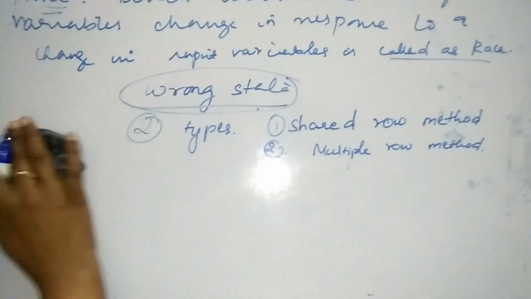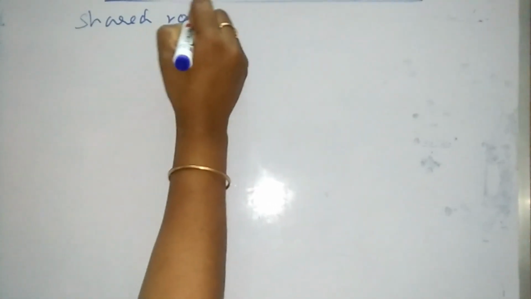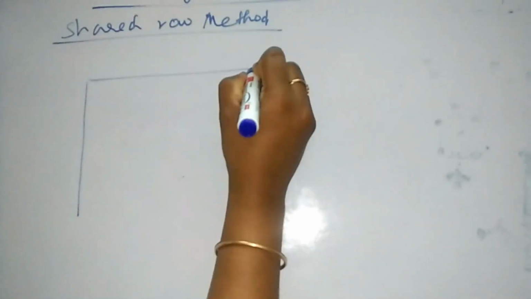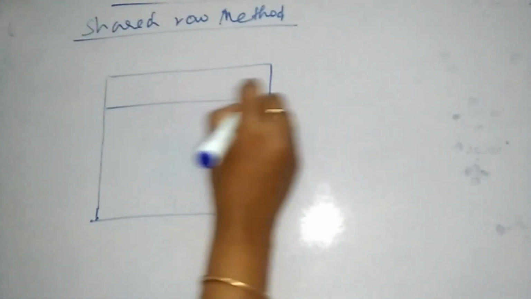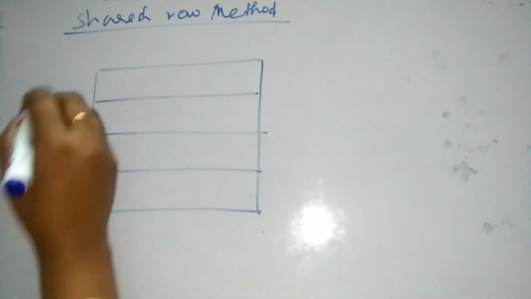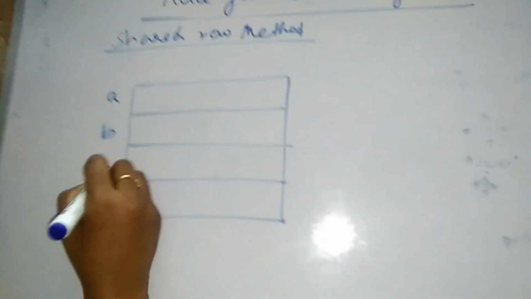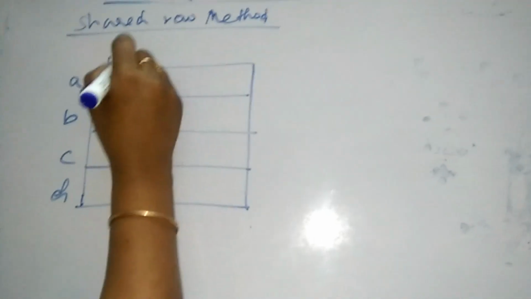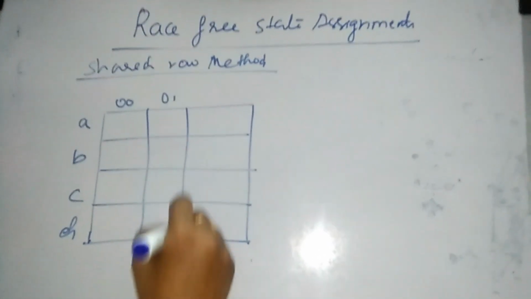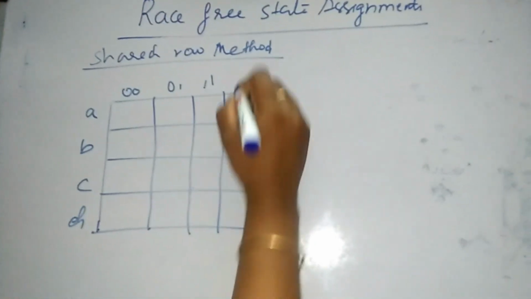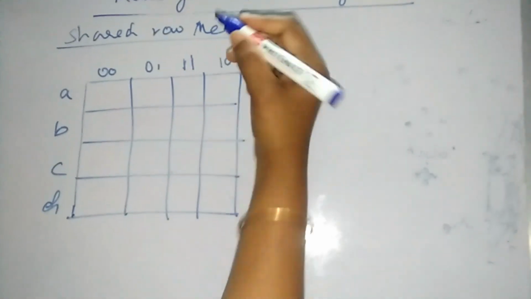So let us first discuss the shared row method. I'll give you an example so that you'll understand it better. Coming to the first type, the shared row assignment or shared row method. In this, consider four states. My four states I'm considering as A, B, C and D. Let my inputs be 0 0, 0 1, 1 1 and 1 0. So these are my inputs.